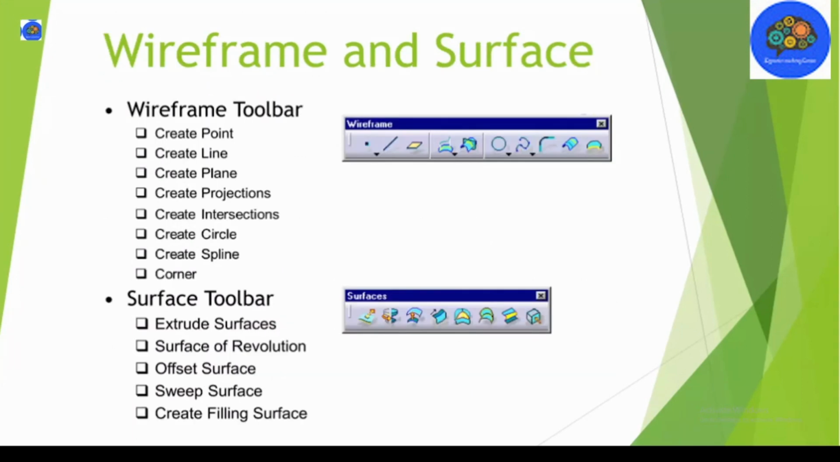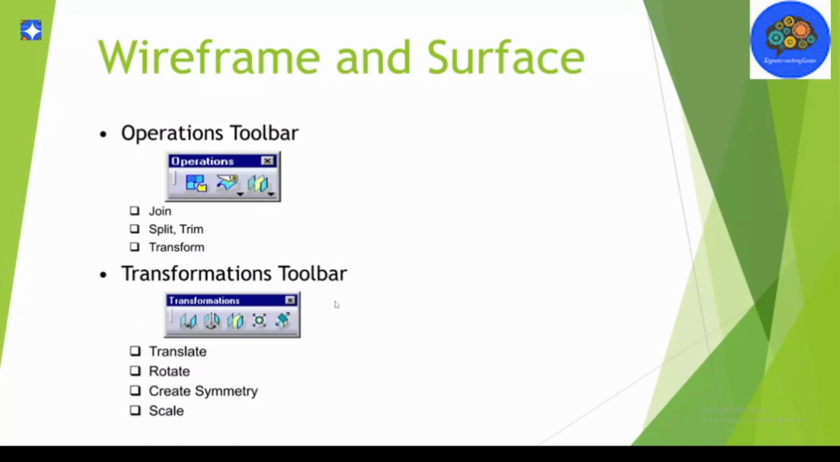Okay, and then in the wireframe and surface toolbars we will be having create point, creating points, lines, planes, projections and intersections, and then circles, splines and corners can be easily created. Okay, in the surface toolbar we will be having extrude surfaces, surface of revolution, offset surfaces, sweep surfaces, and create filling surfaces. Okay, these types of commands we will be having.